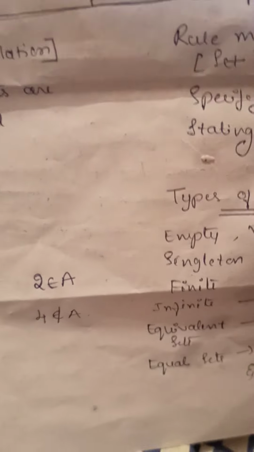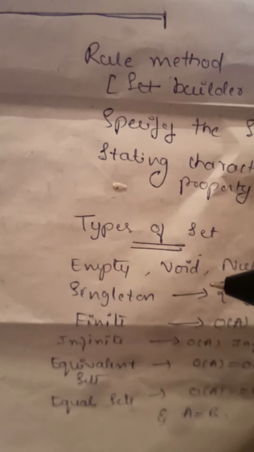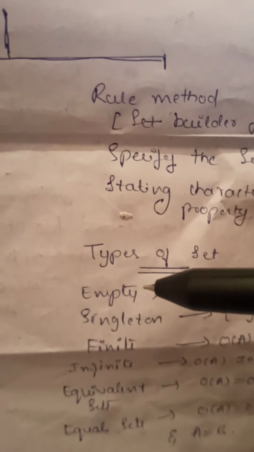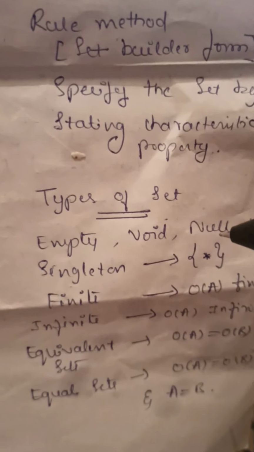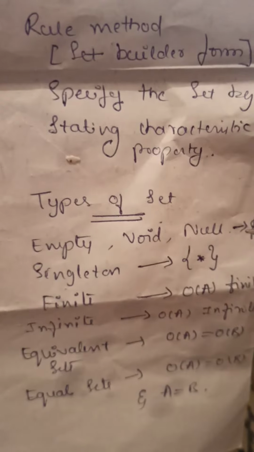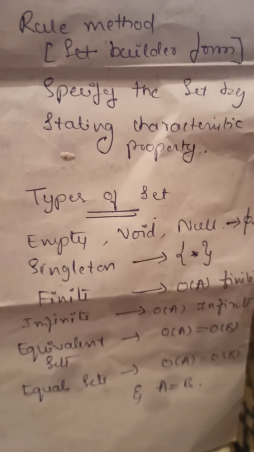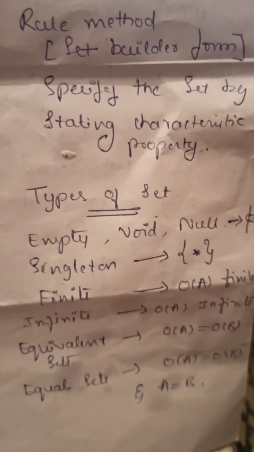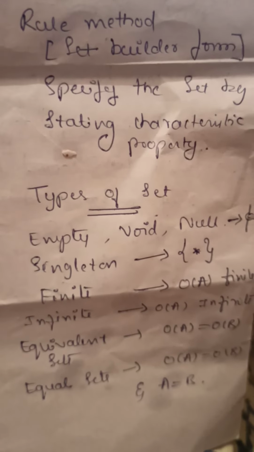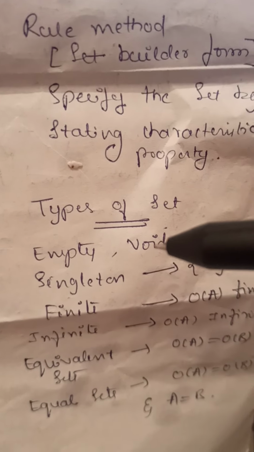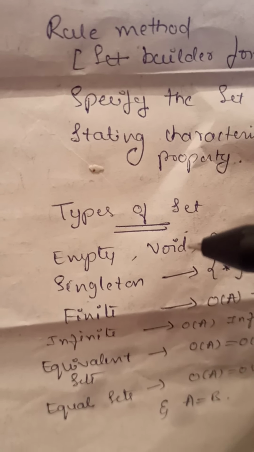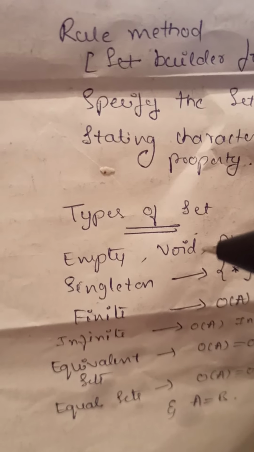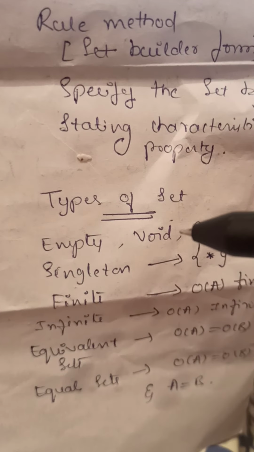Okay. Next we shall see some types of set. First, empty set. It is also called void set or null set. Usually empty set is denoted by the symbol phi. Phi always denotes null set or empty set. What do you mean by empty set? Empty set is a set which has no elements. The set containing no elements is called empty set.